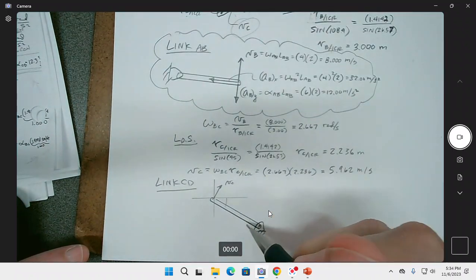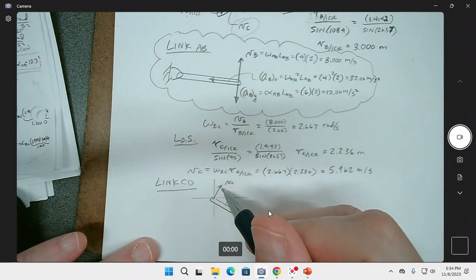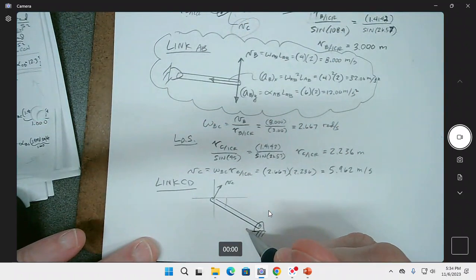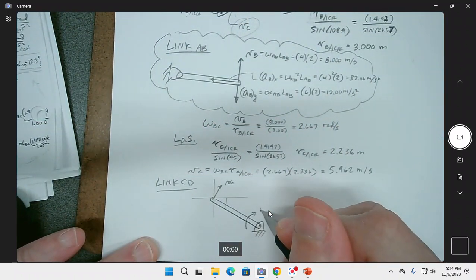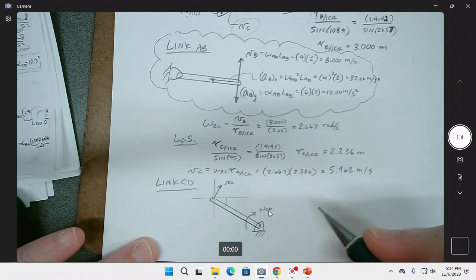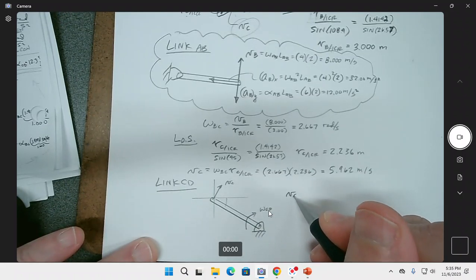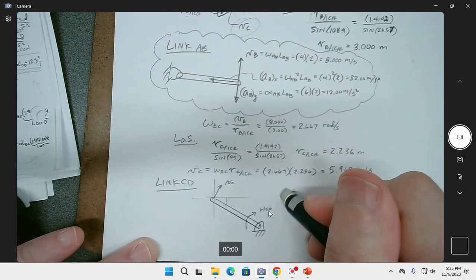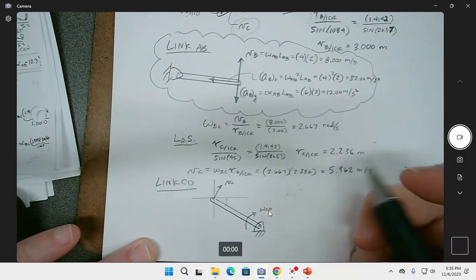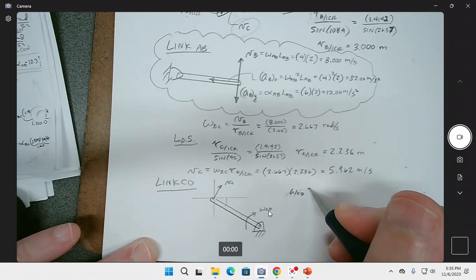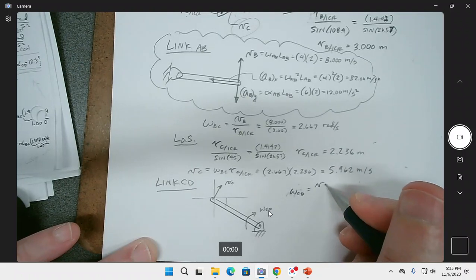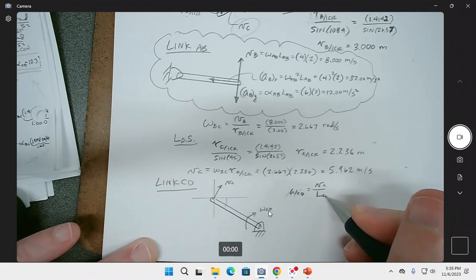VC. So we know it's this direction because of our ICR analysis. So here's our omega CD going that direction. So VC, well, I could just write it this way. I don't have to write that out and write it again. Omega CD is going to be VC over LCD.